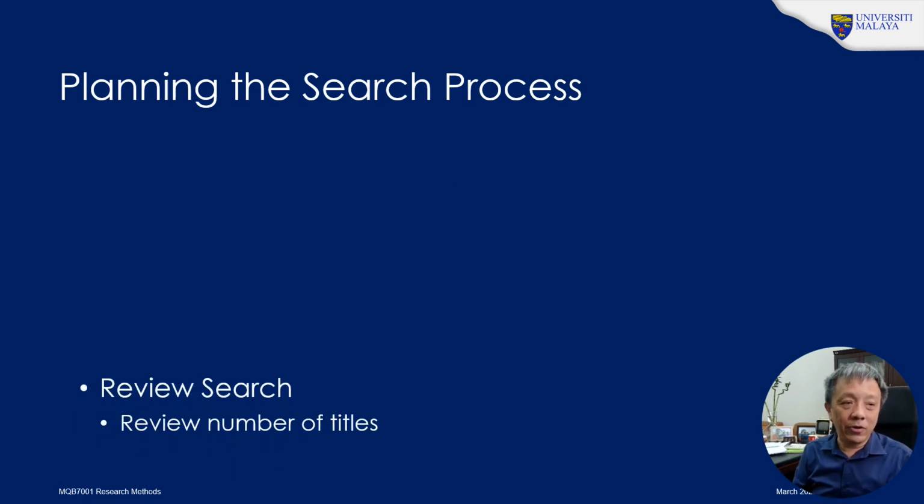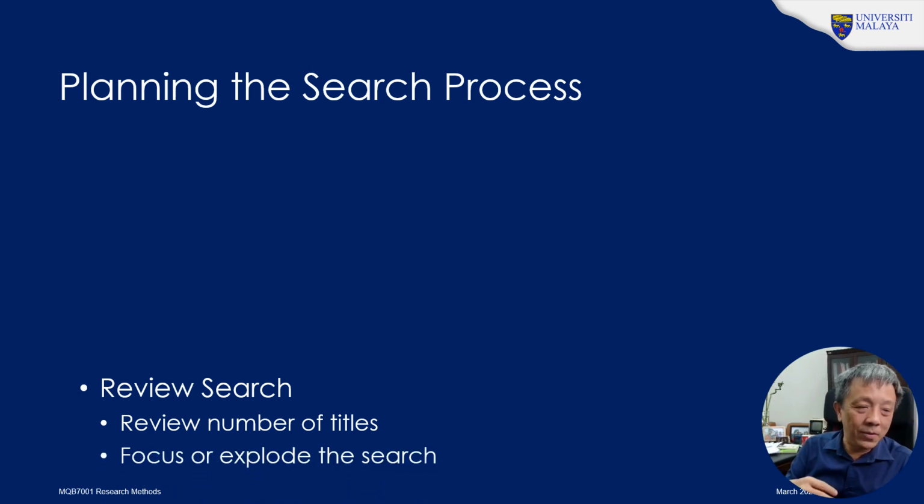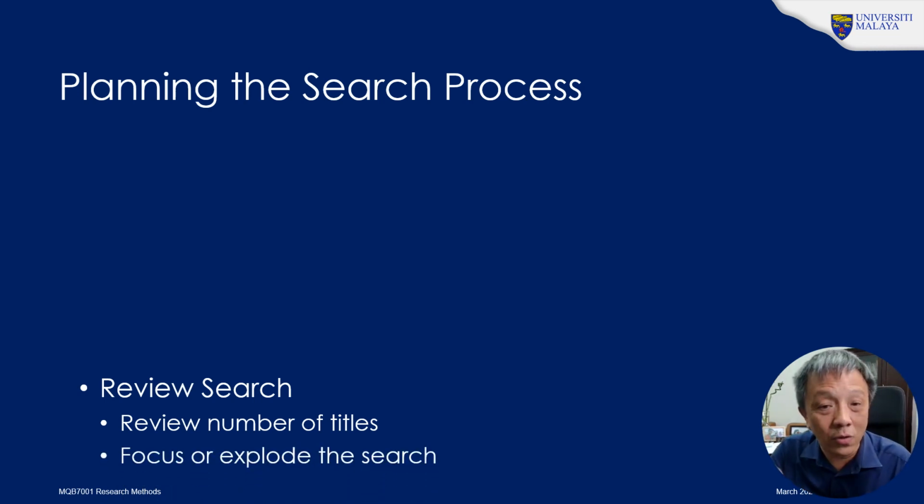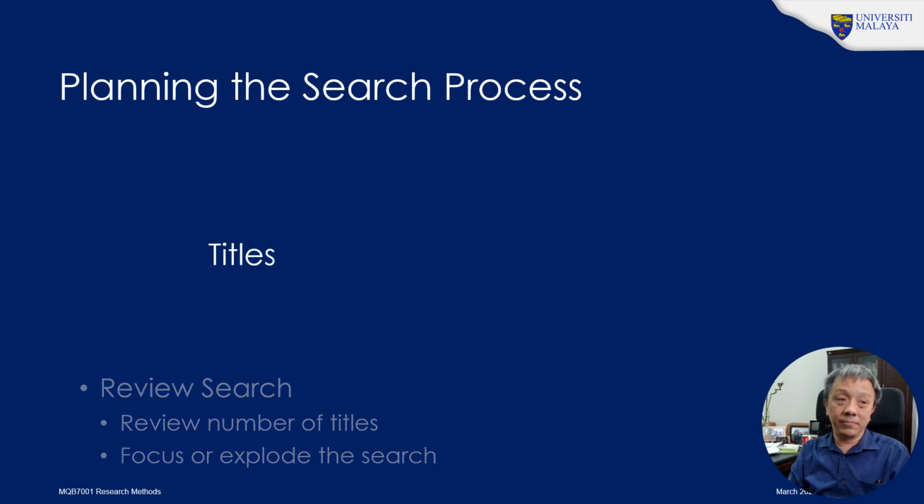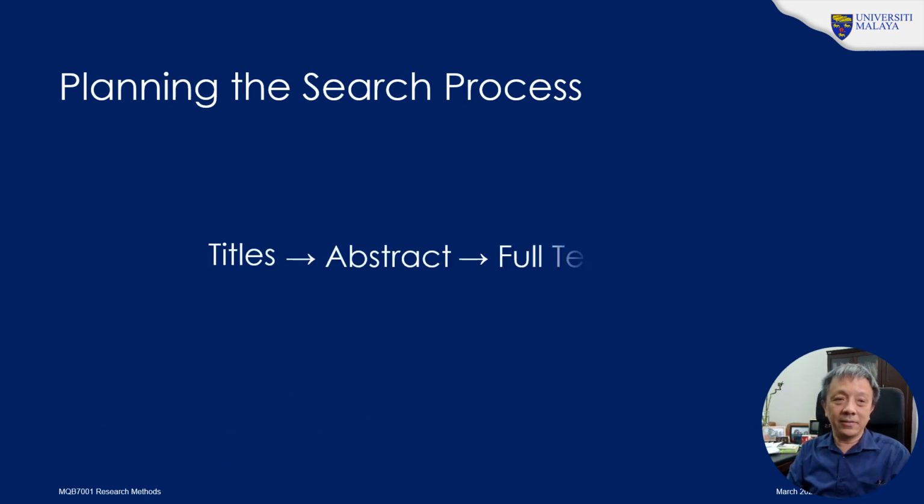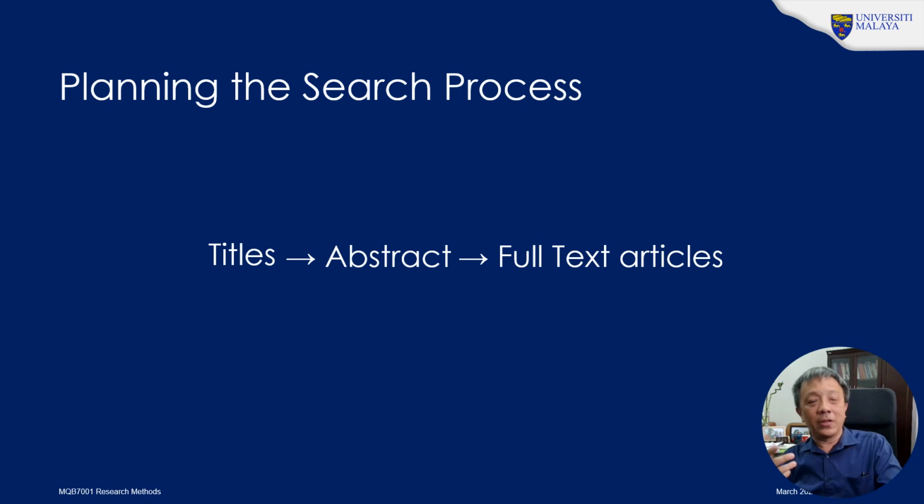Then you need to review your search, review the number of titles, and review whether you focus or explode the search. Explode means you search for everything that is related to the topic you're talking about. Title, abstract, full text: you get the title, you review whether the title is related to your study. Then you read the abstract. From the abstract, you'll be able to identify whether it's related. Then you go into the full text articles.